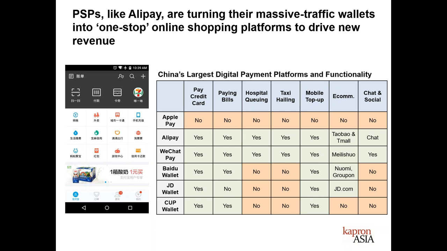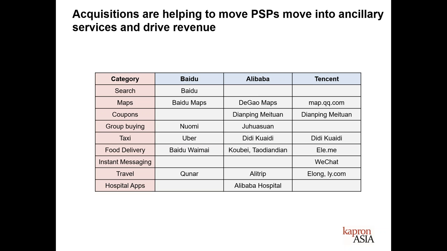On the next slide, you see that many of these services and companies offered by Baidu, Alibaba, and Tencent are actually owned by these companies, because they're huge conglomerates, groups of companies, and it helps them to drive revenue and keep all the revenue in-house. So, for example, Alibaba has their own maps. They invested in China's coupon company, Meituan, which is really a large and successful company. They have group buying, they have taxi services, Didi Kuaidi, they even have their own food delivery and travel service.